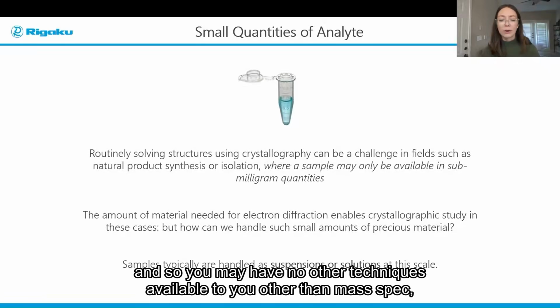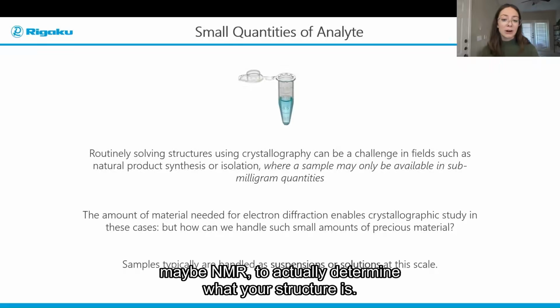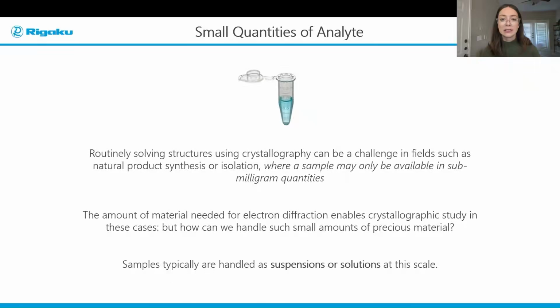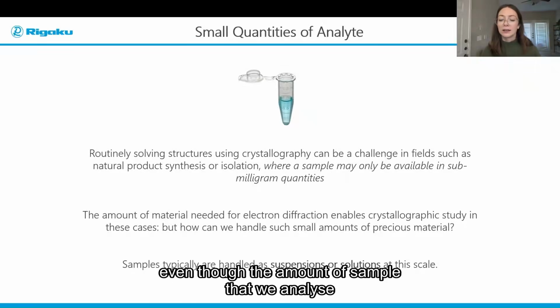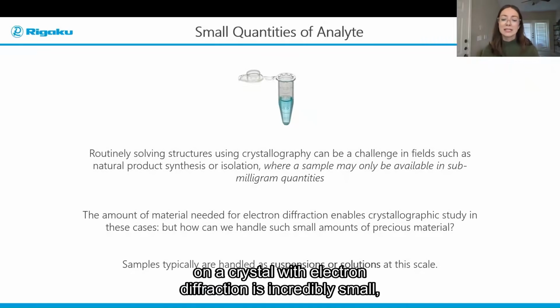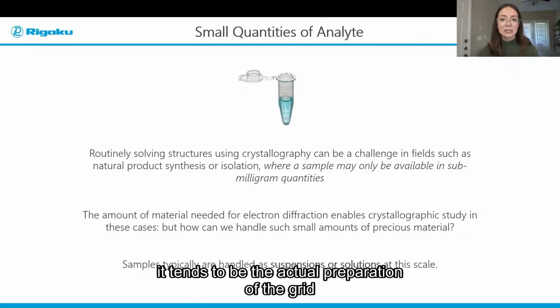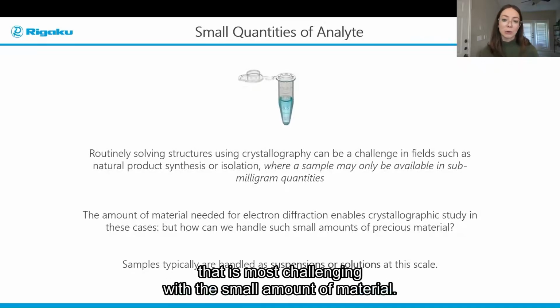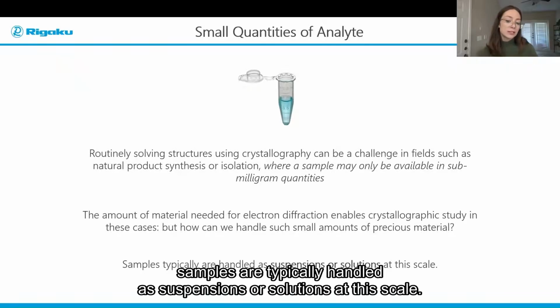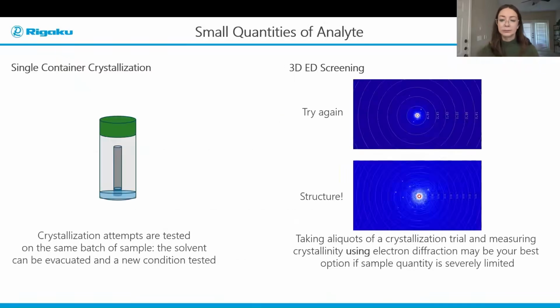And so you may have no other techniques available to you other than mass spec, maybe NMR, to actually determine what your structure is. And so actually working with this small amount of material, even though the amount of sample that we analyze when we're collecting data on a crystal with electron diffraction is incredibly small, it tends to be the actual preparation of the grid that is most challenging with this small amount of material. And so to handle them, samples are typically handled as suspensions or solutions at this scale.